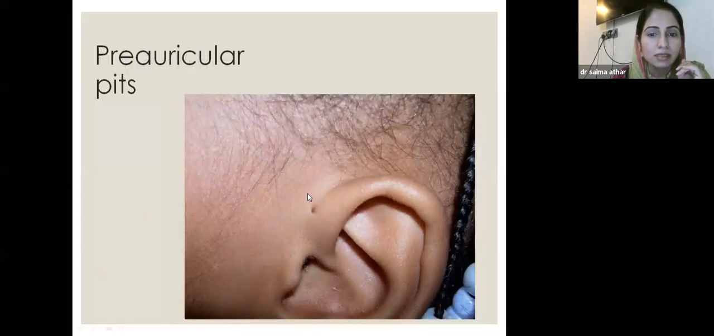There may be a normal ear, but some pits are there, which are actually communications through the first pharyngeal cleft. Now these are known as pre-auricular pits. Okay, इनका वैसे तो कोई नुकसान नहीं है, but sometimes they act as a sinus and continuously discharge होती है. For that, this has to be removed surgically.